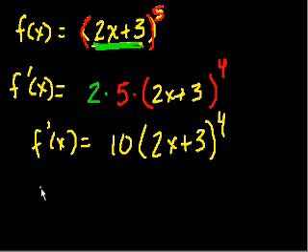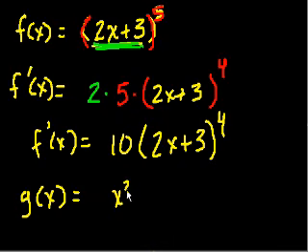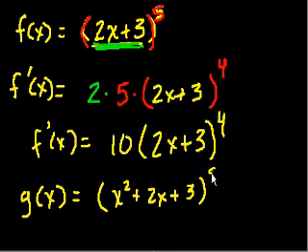I know this was probably a little confusing to you, so I'm going to try to do a couple more examples. Let's change it a little bit. Let's say g of x is equal to x squared plus 2x plus 3 to the 8th power. So g prime of x is going to equal, well, what did we say?